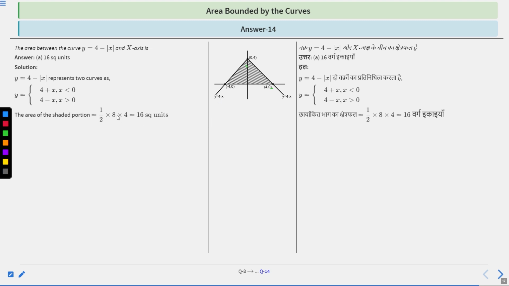Therefore, the area of the shaded portion will be half, 1 by 2, into 8 into 4. Right. So 2 cancels with 2. So 8 into 2 is 16 square units, right? So the area will be 16 square units.